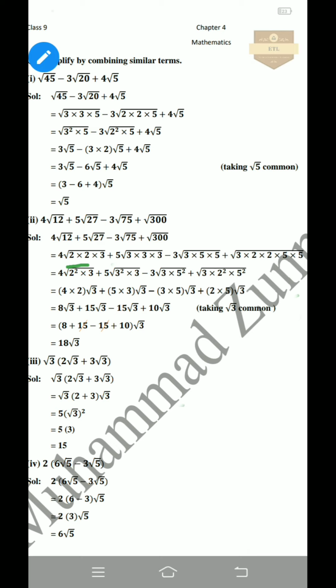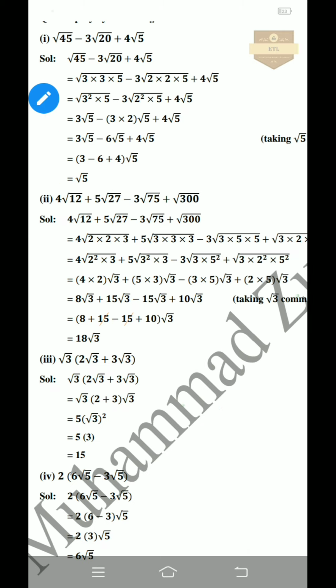plus root of 300. Now prime factors of 12 are 2 into 2 into 3, and prime factors of 27 are 3 multiplied by 3 multiplied by 3. Next, prime factors of 75 are 3 multiplied by 5 multiplied by 5, and prime factors of 300 are 3 multiplied by 2 multiplied by 2 multiplied by 5 multiplied by 5. Now it can be written as 4 under root of 2 to the power 2 multiplied by 3, plus 5 under root of 3 to the power 2 multiplied by 3, minus 3 under root of 3 multiplied by 5 to the power 2, plus under root of 3 multiplied by 2 to the power 2 multiplied by 5 to the power 2.